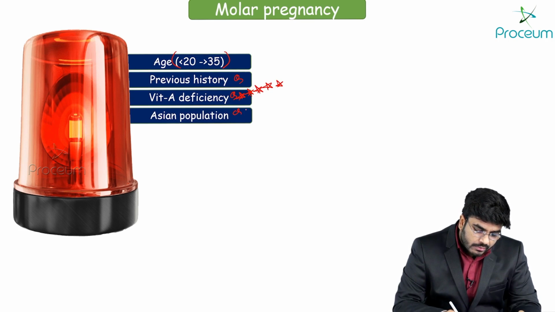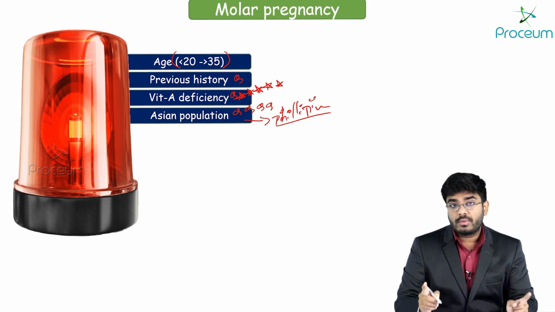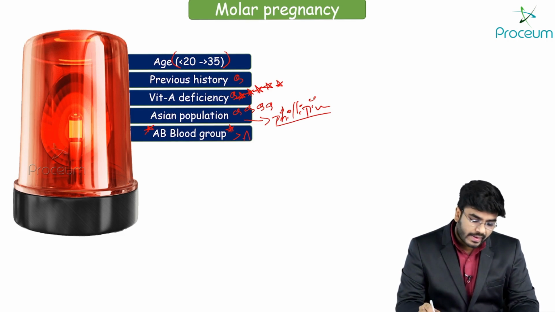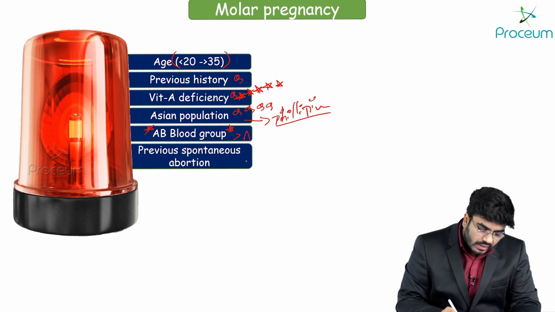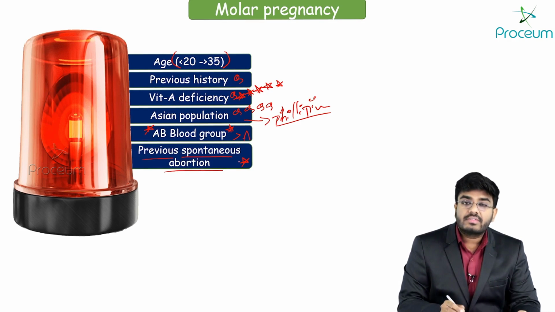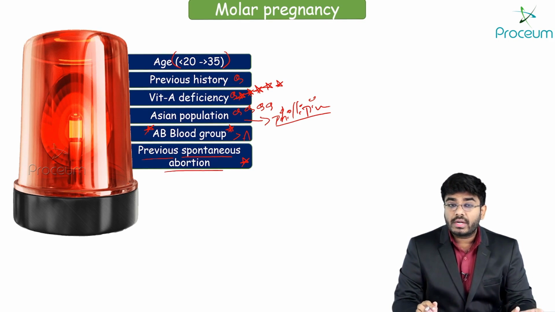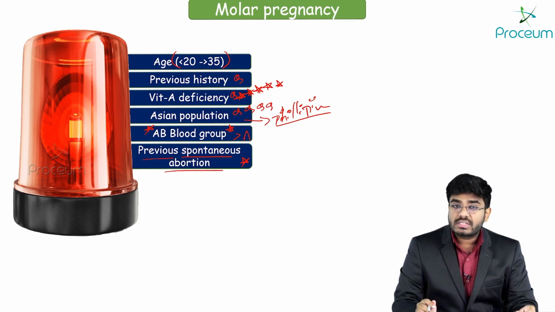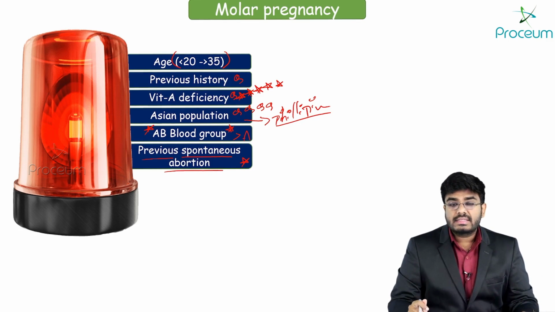And Asian population. This molar pregnancy has the highest incidence in the Philippines. So, Asian population, which country has the highest incidence? Philippines. Asian population is a risk factor. And having AB blood group, followed by A blood group, is a risk factor for molar pregnancy. And previous spontaneous abortion carries twice the risk of molar pregnancy. Guys, very, very important: out of these, AB blood group is an important risk factor for molar pregnancy, and vitamin A deficiency is an important risk factor for molar pregnancy. So these are the risk factors.